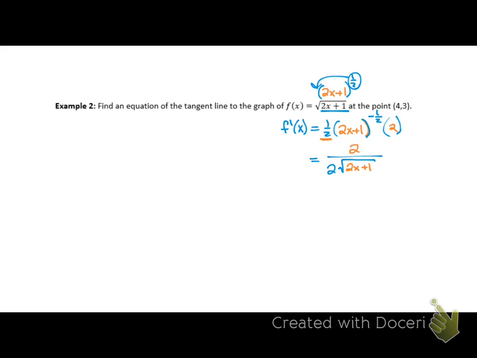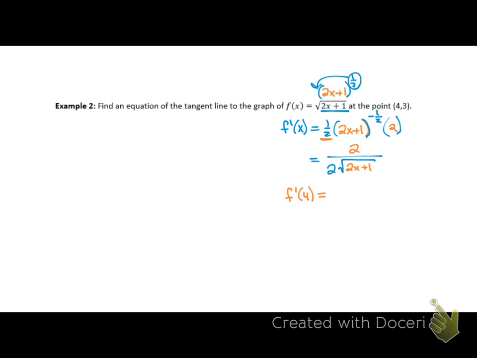Now, we're going to go ahead and find f prime of 4. I'm finding f prime of 4 because it asks me to find the slope of the equation of the tangent line at the point (4, 3), and x is what our function is in terms of. So I need to take the x value of the point and plug that into the derivative. That's going to give me the slope of the tangent line, at least for this type of problem.